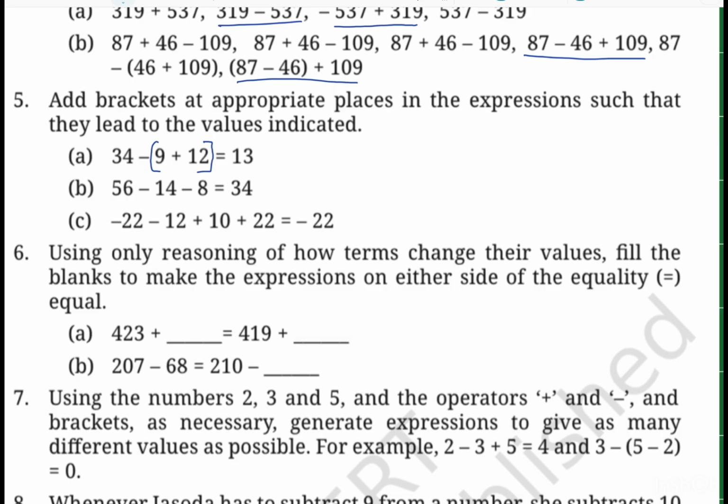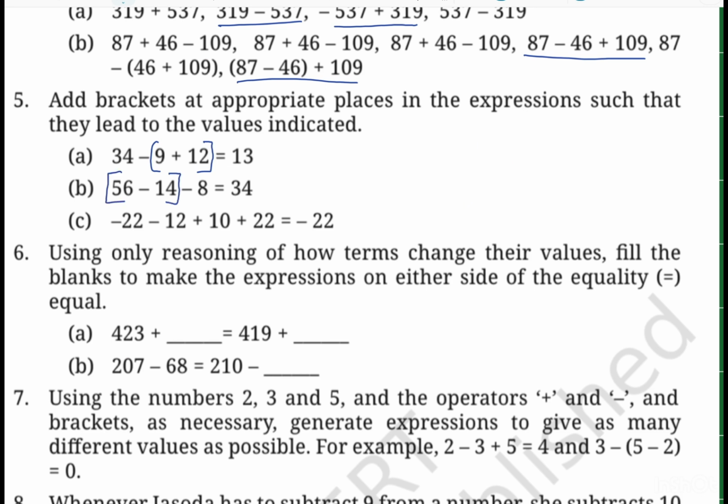Second question, 56 minus 14 minus 8 is equal to 34. We can just do that. 56 minus 14 is equal to 42, and minus 8 is equal to 34. So the answer is 34. There is no correction needed in the expression. So we can just put the bracket.